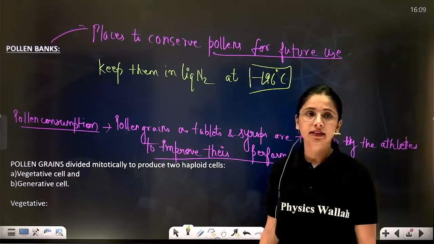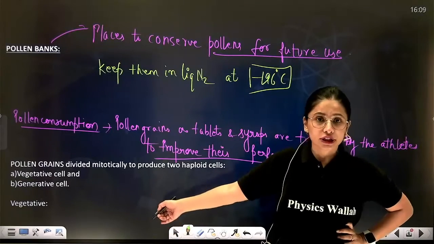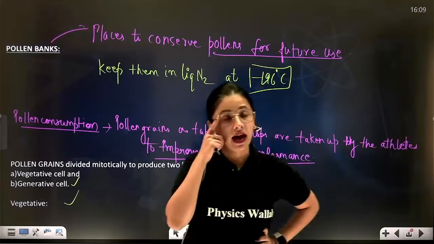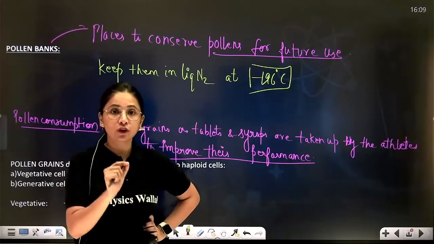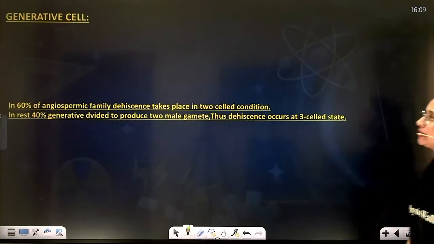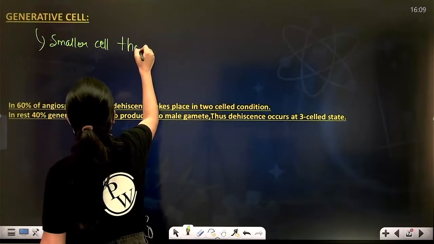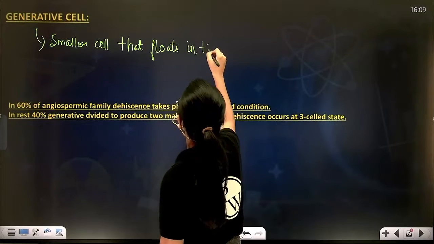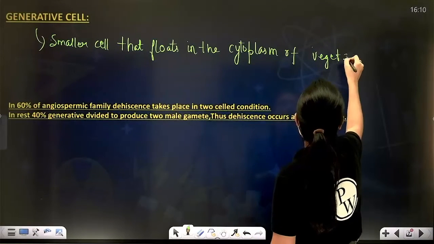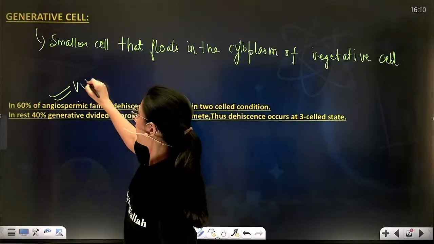If yes, next topic, which I have already told you: the nucleus of the pollen grain divides by mitosis to produce two irregular shaped cells, vegetative and generative. Vegetative is larger and generative is smaller, which floats in the cytoplasm of the vegetative cell. So you have already seen it with the help of the diagram also. Therefore, I am proceeding further. Generative cell is the smaller cell that floats in the cytoplasm of the vegetative cell. Correct?